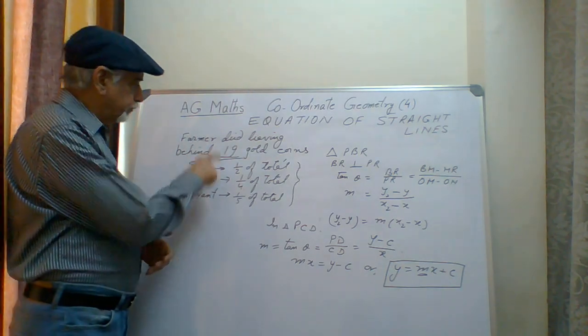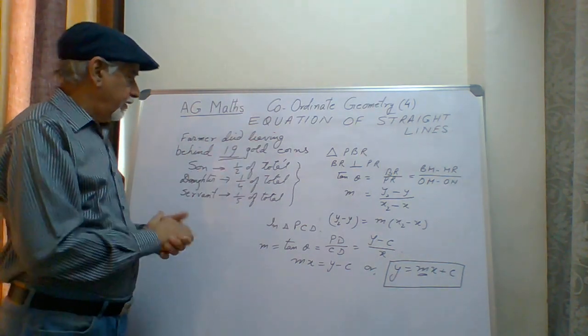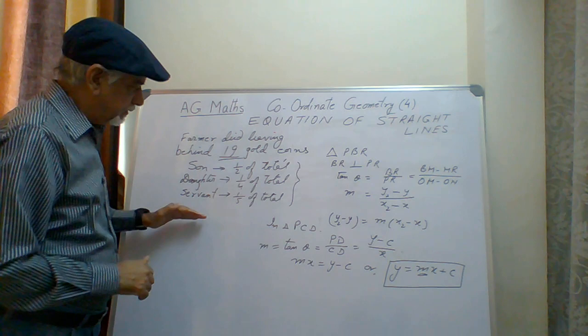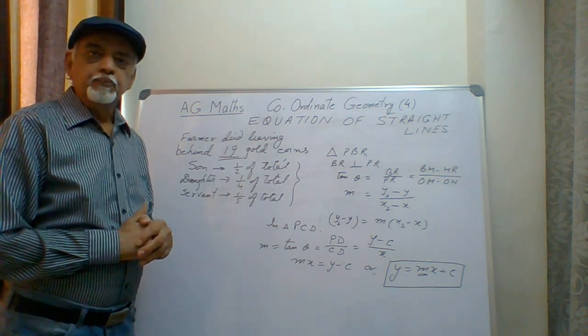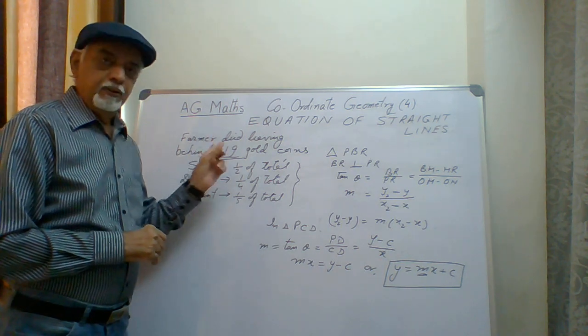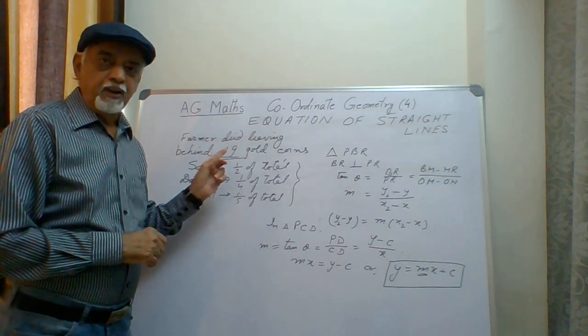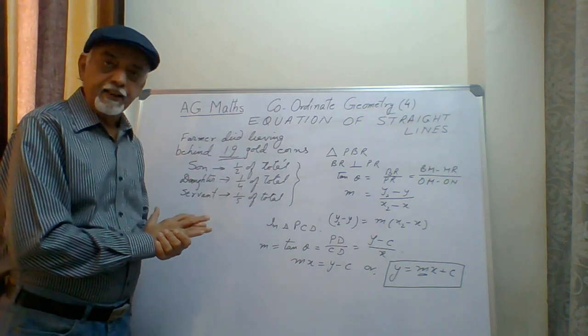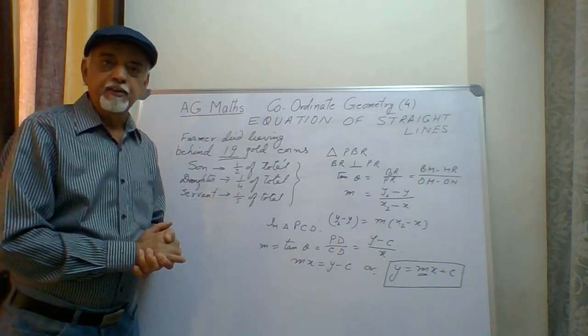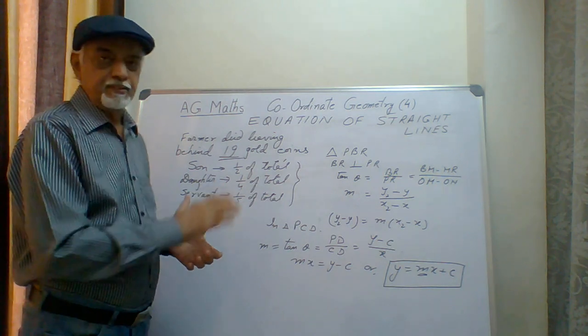So how to distribute these 19 golden coins among the son, daughter and servant in this ratio? You have to find out a way without destroying the coins. All the coins should be intact. It is not like agricultural land. Agricultural land can be divided in any fractions.